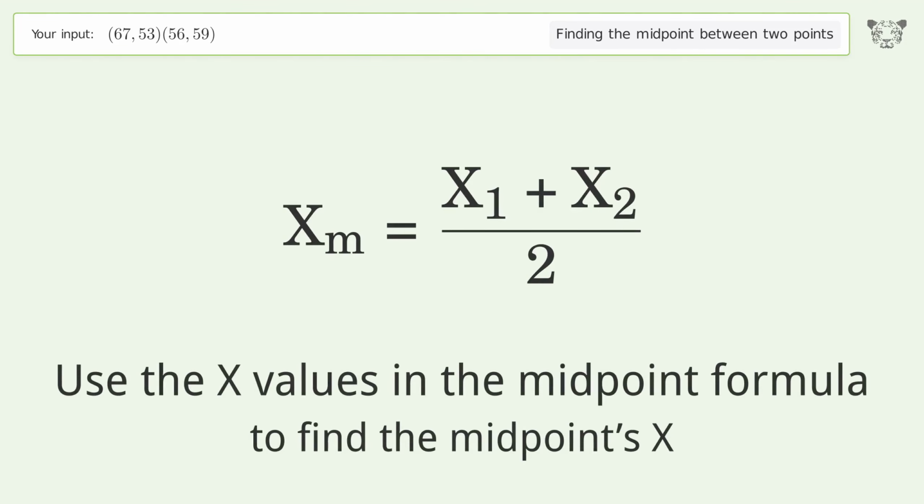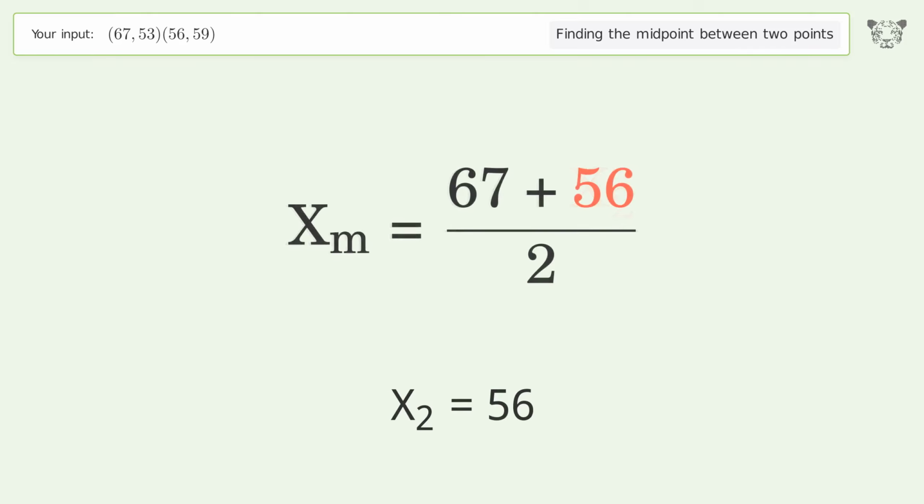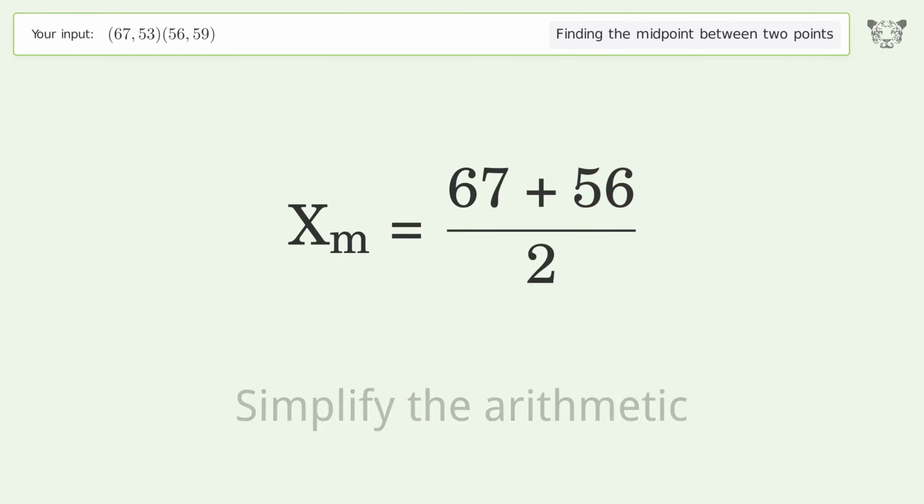Use the x values in the midpoint formula to find the midpoint's x. x1 equals 67. x2 equals 56. Simplify the arithmetic.